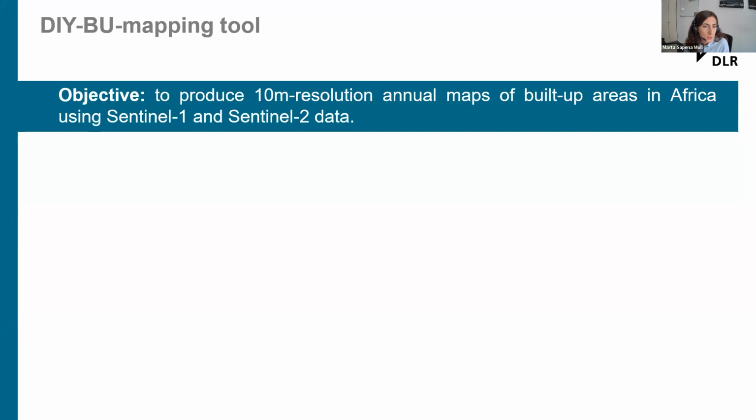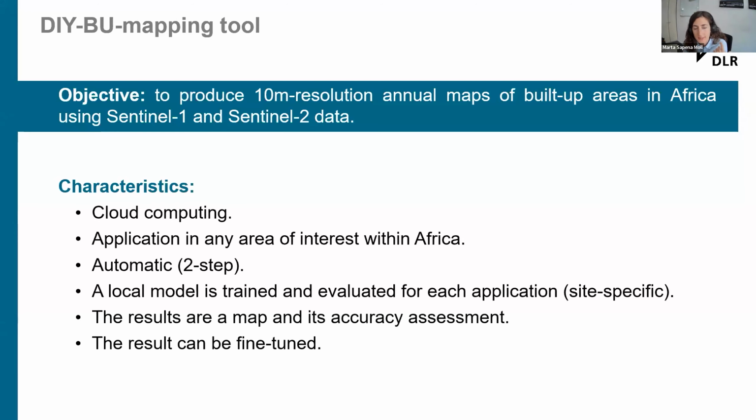The objective of this tool is to produce a 10-meter resolution annual map of built-up areas in Africa using both Sentinel-1, which is the radar mission, and Sentinel-2, which has the multispectral data. Some characteristics of this tool are that it's computed in the cloud, so it doesn't need resources from the user. It can be applied to any area of interest in Africa. It's automatic, as you will see later. It's not visually very appealing maybe, but it's very easy to use.